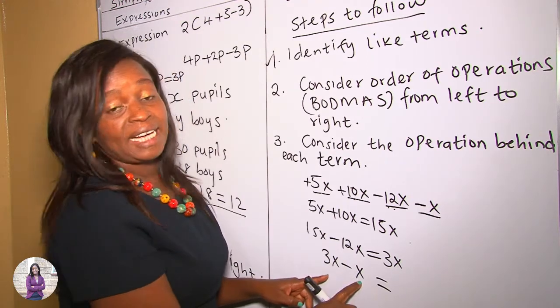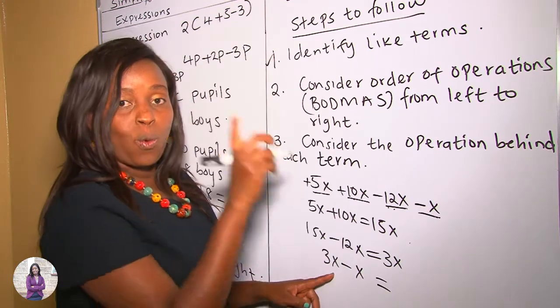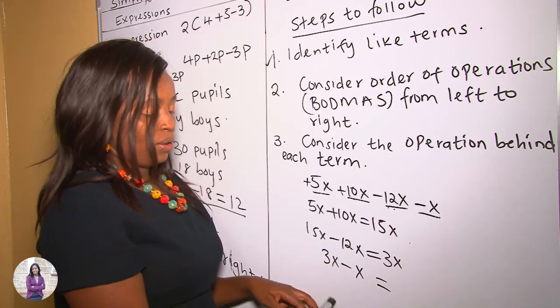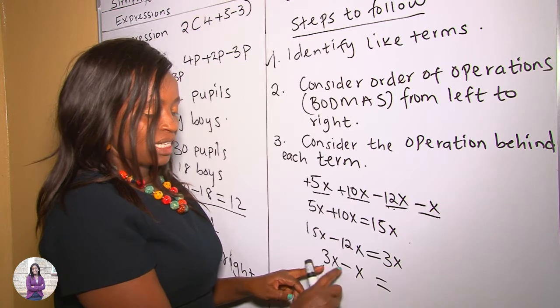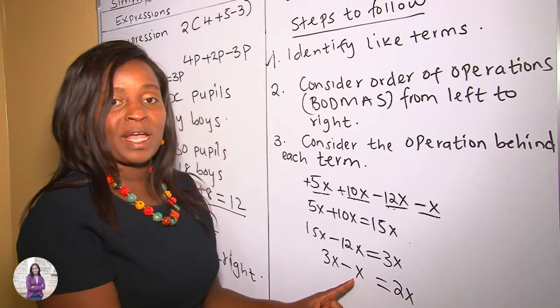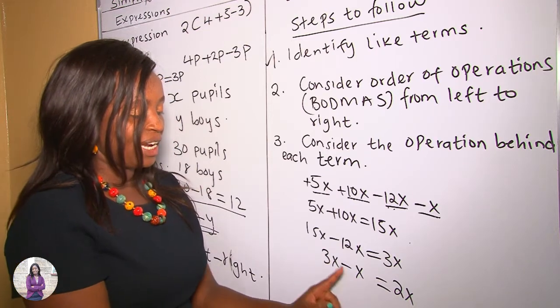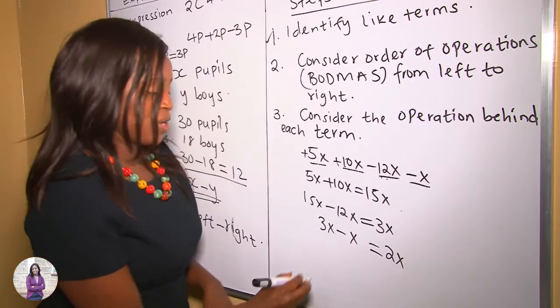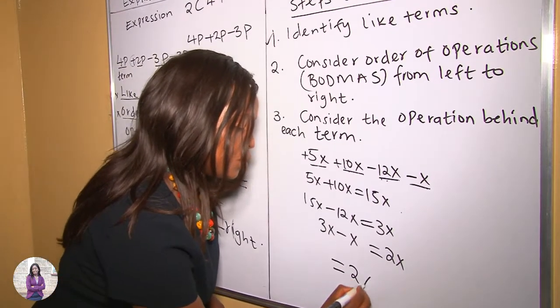So this x here means 1x. Therefore, 3x minus x is 2x. It's because we are taking away 1x. So 3x take away 1x, you get 2x. Now, our final answer is 2x.